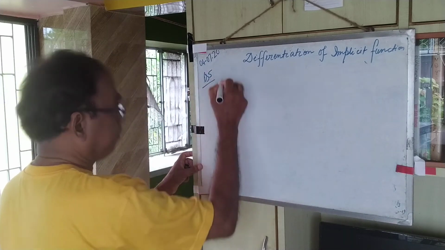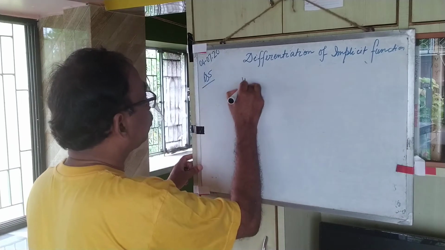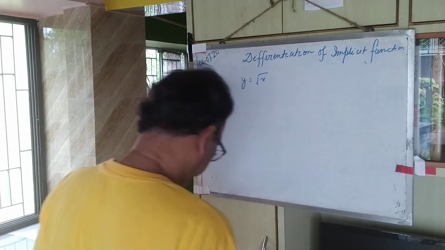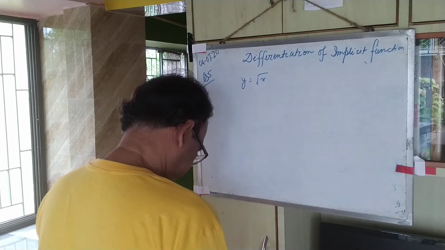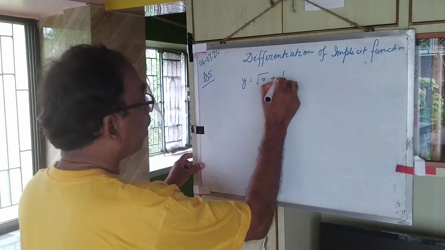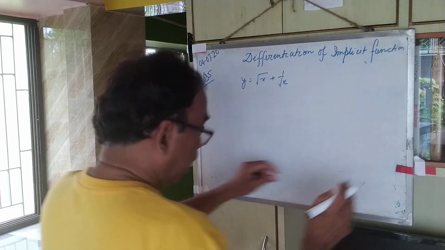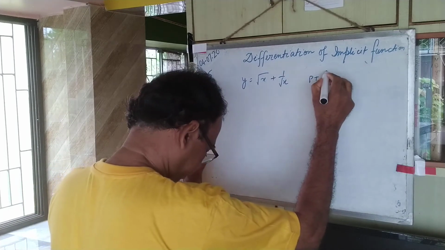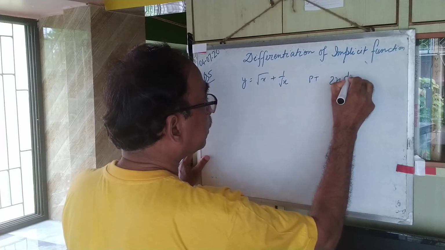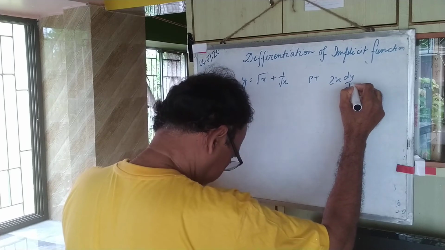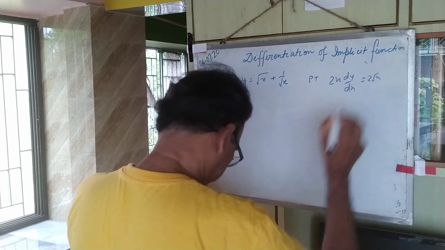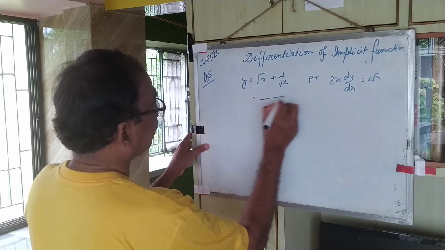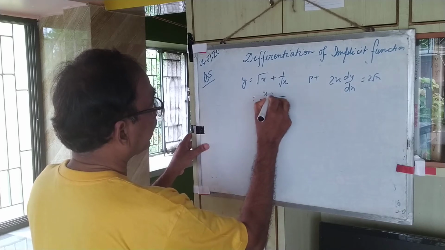Question number 5. Sum number 5: y equals root x plus 1 by root x. We have to prove that 2x dy by dx plus y equals 2 root x. In this case, we have to do addition. Root x is the LCM, so we get x plus 1.